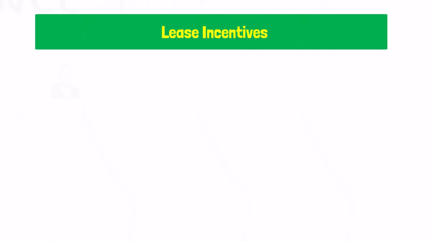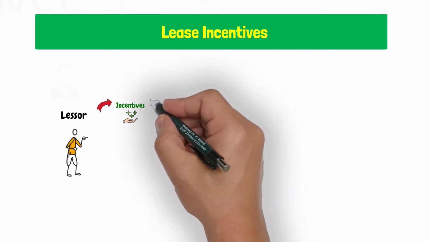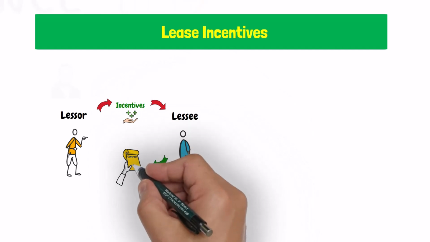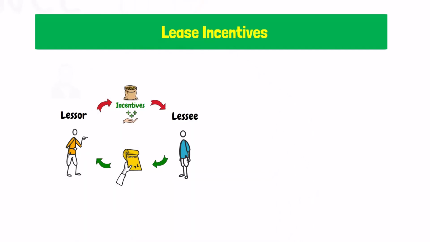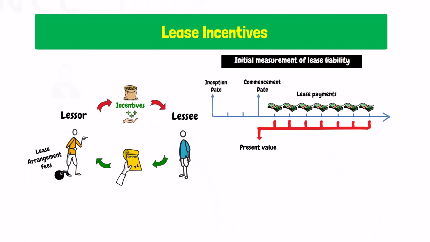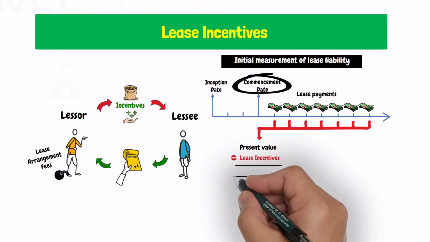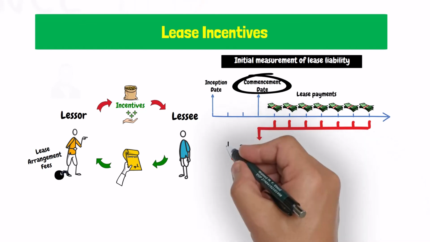The last component of the lease payments is lease incentives. The lessor might encourage the potential lessee to sign the lease agreement by giving him some incentives, for example, an upfront cash payment to be made by the lessor to the lessee, or the assumption by the lessor of some of the costs incurred by the lessee for obtaining the lease. So, at the commencement date, the lessee should deduct these incentives when calculating the lease liability.